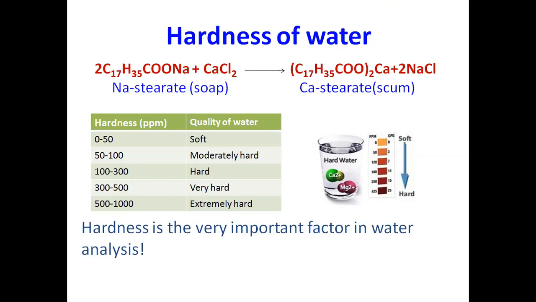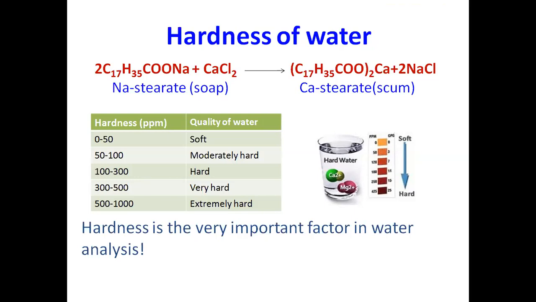From 0 to 50 it is soft, 50 to 100 it is moderately hard, 100 to 300 it's hard, and the last one is 500 to 1000 ppm. It is extremely hard and cannot be used for any kind of application, whether agricultural, pharmaceutical, industrial, or drinking purposes. So this is the very important property which determines hardness of the water. Did you understand? I hope everyone has understood.